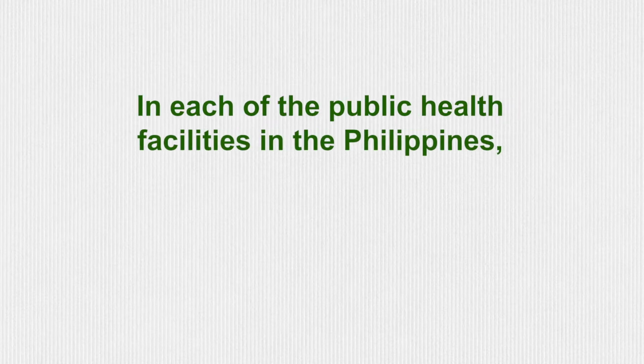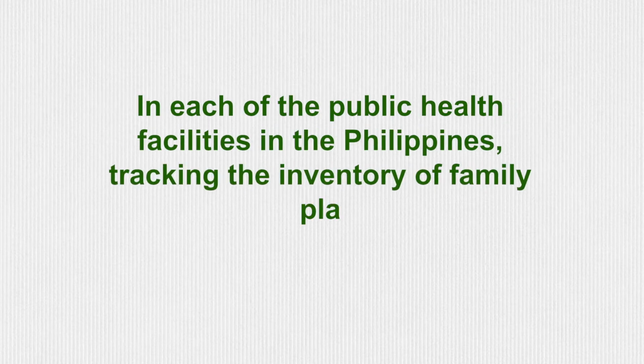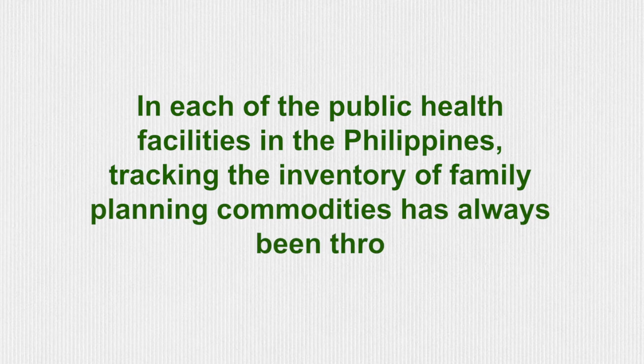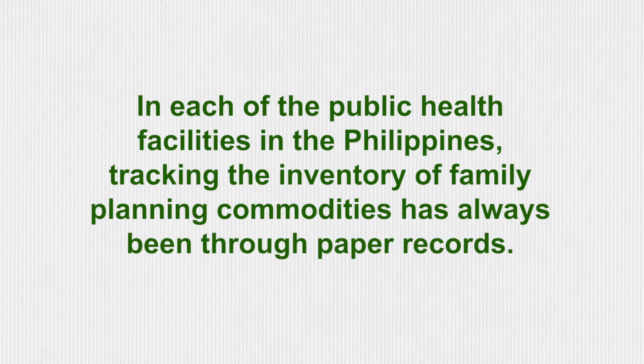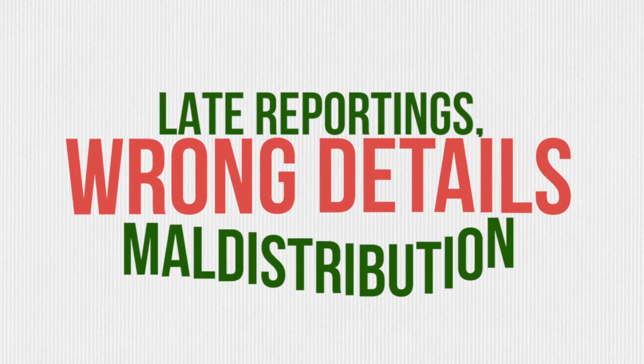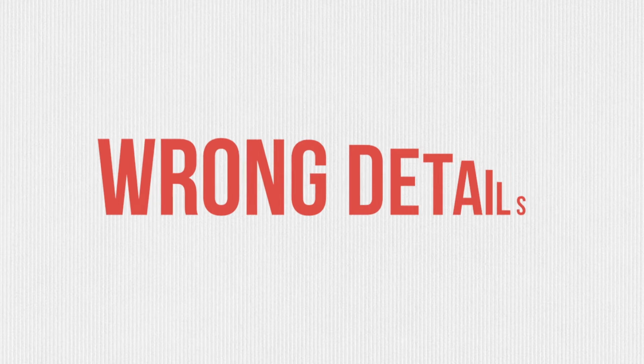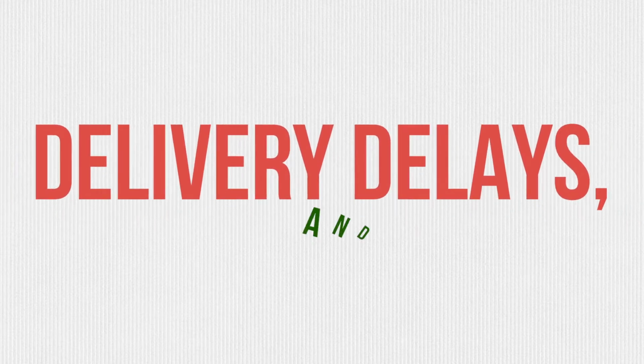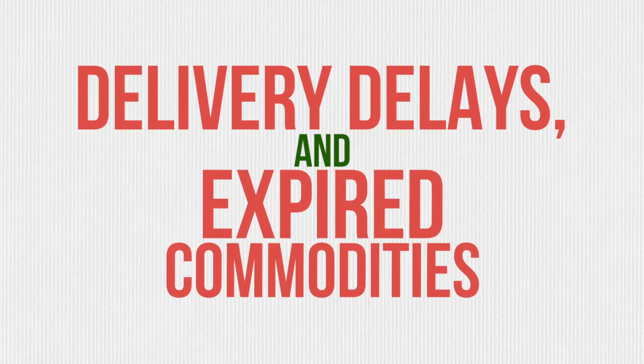In each of the public health facilities in the Philippines, tracking the inventory of family planning commodities has always been through a time-consuming pen and paper recording system. This leads to late reportings, inaccurate logistics data, maldistribution, delivery delays, and expired commodities.